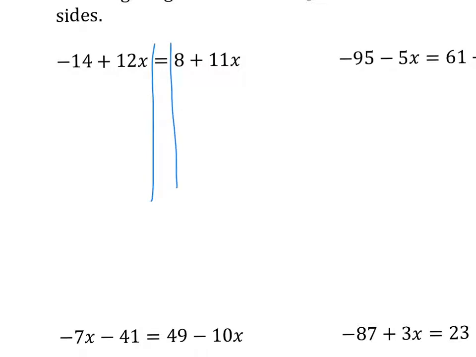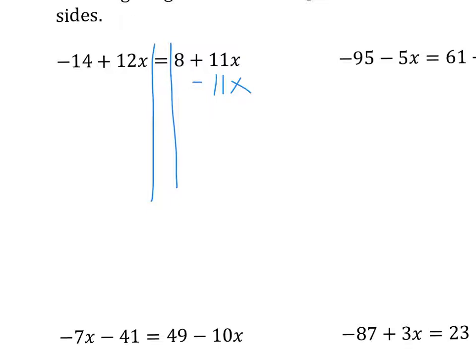So what we're going to do is move the variables from the right-hand side to the left-hand side, and then the numbers from the left-hand side to the right-hand side. You could do it the opposite way around, but that's what we're going to do today. So we're going to subtract 11x, because we want to get this positive 11x not on the right-hand side anymore, right? We only want variables on one side of our equation so that we can solve.